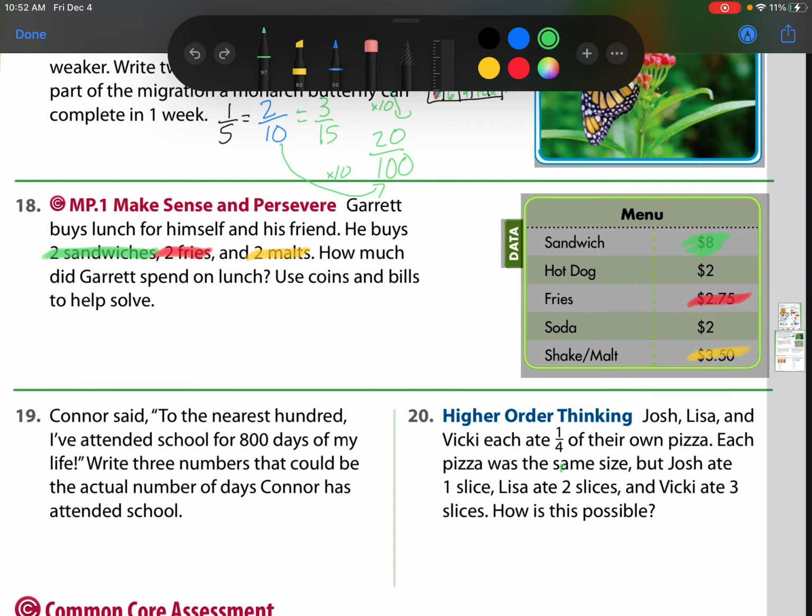Well, what we have first is we have to figure out the sandwich. So he has 2 groups of 8. So we can do 2 times 2, or we can do 8 plus 8.